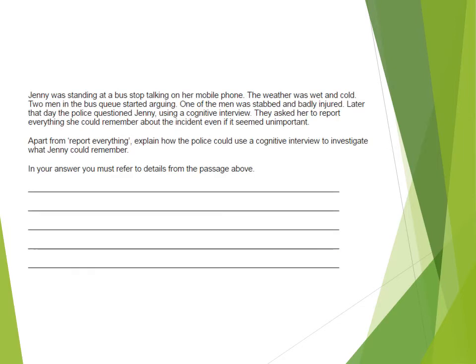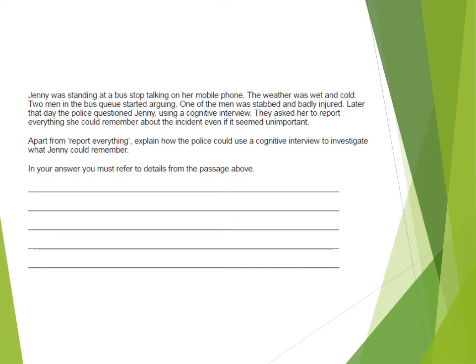Similarly, you could get an AO2 question that is linked to understanding the knowledge. So Jenny was standing at a bus stop talking on her mobile phone. The weather was wet and cold. 2 men in the bus queue started arguing. One of the men was stabbed and badly injured. Later that day, the police questioned Jenny using a cognitive interview. They asked her to report everything she could remember about the incident, even if it seemed unimportant. Apart from report everything, explain how the police could use the cognitive interview to investigate what Jenny could remember. In your answer, you must refer to details in the passage above.